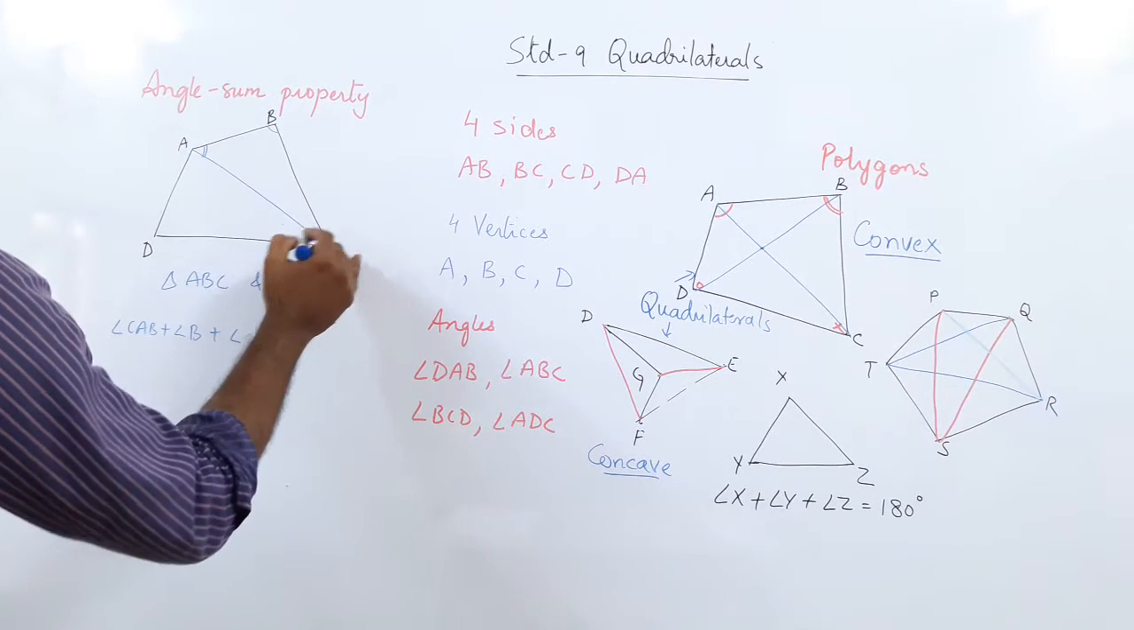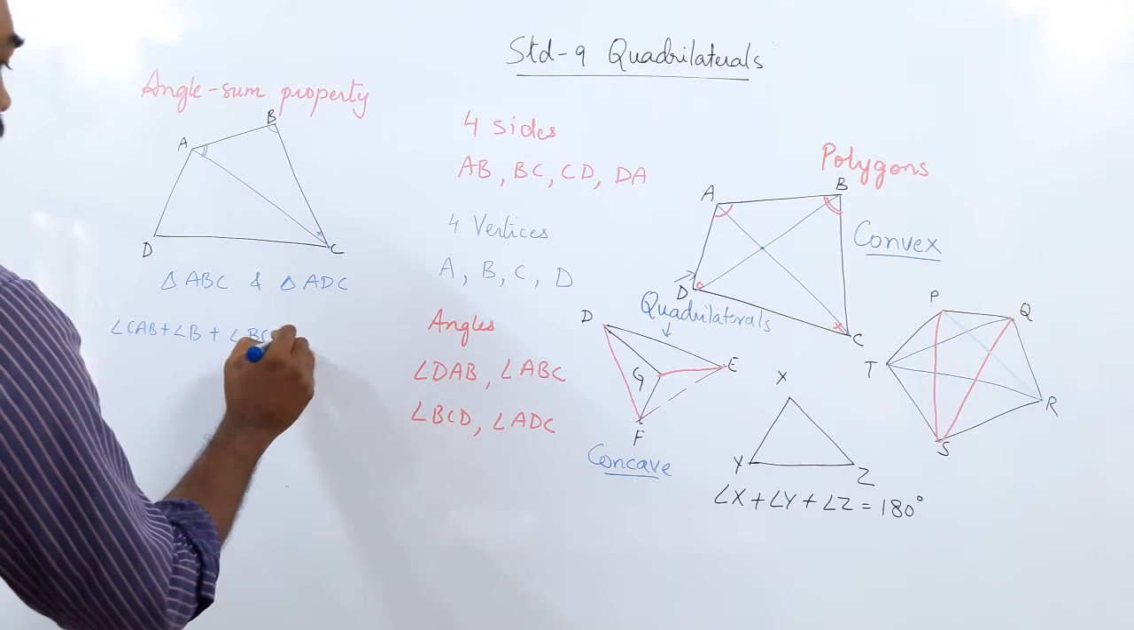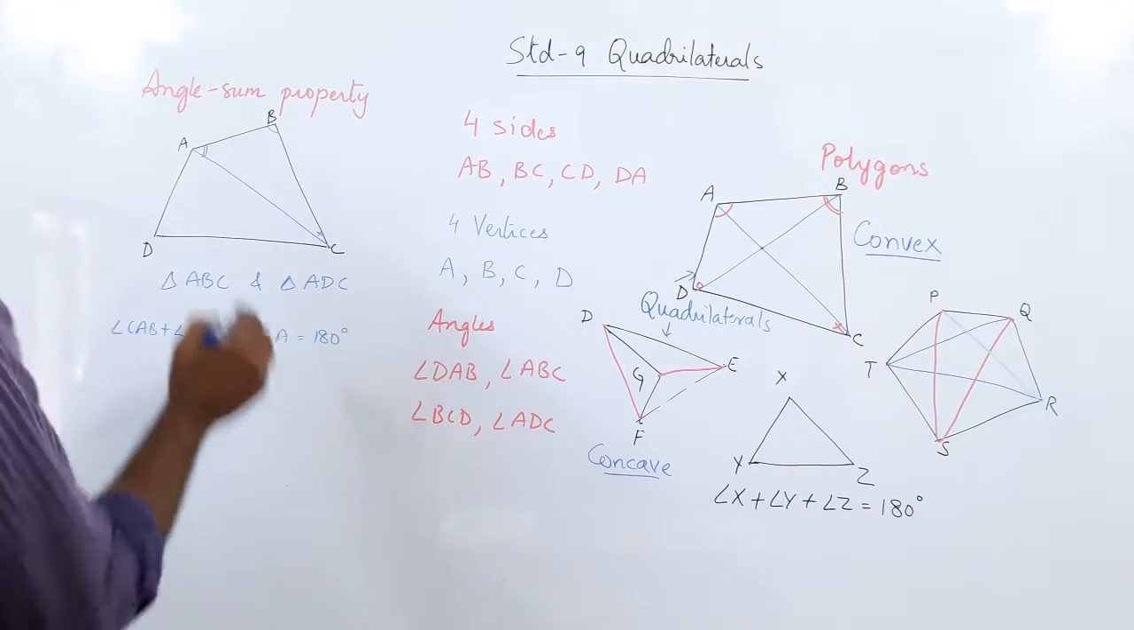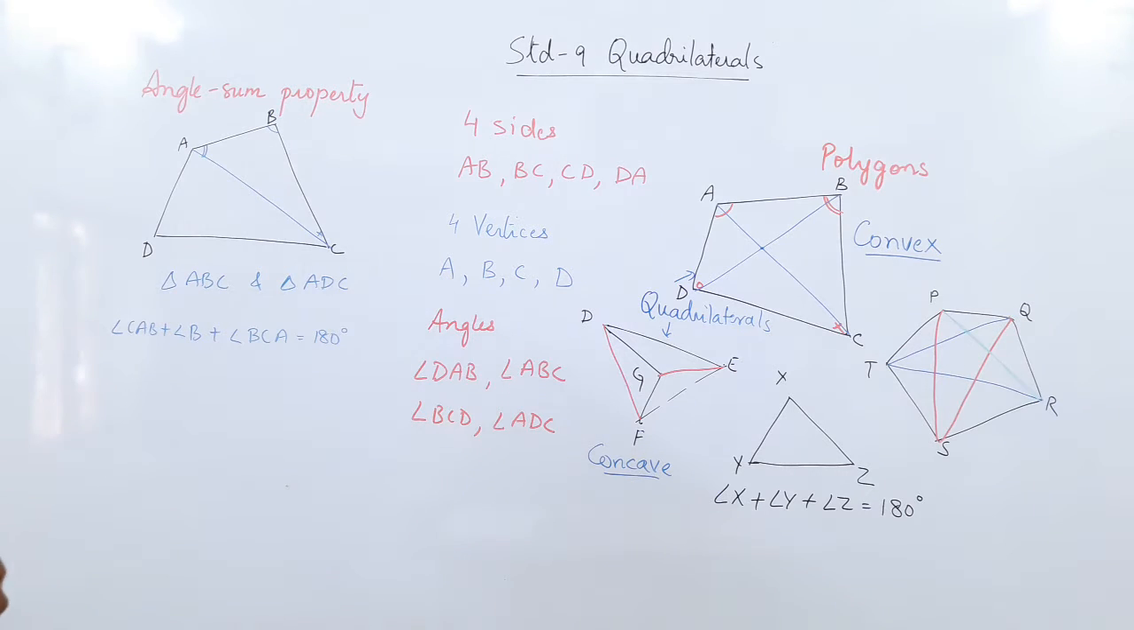Why am I writing BCA? Because these two are separate. BCA equal to 180 degrees. The sum of these three angles should be equal to 180 degrees.